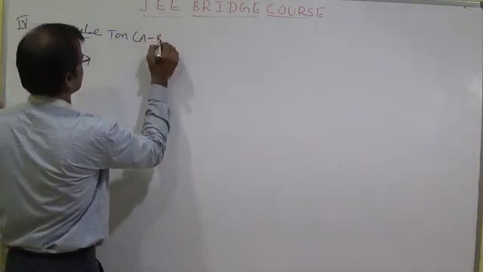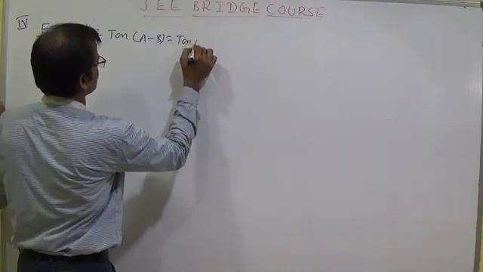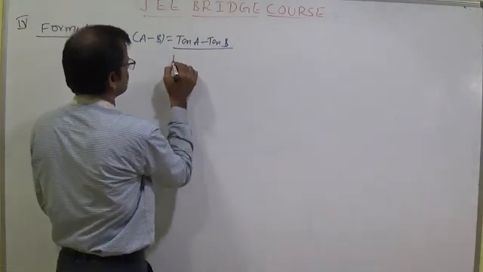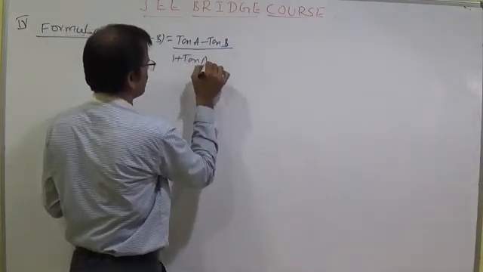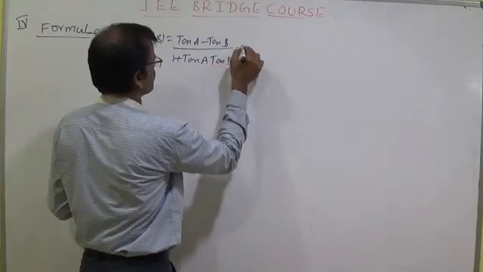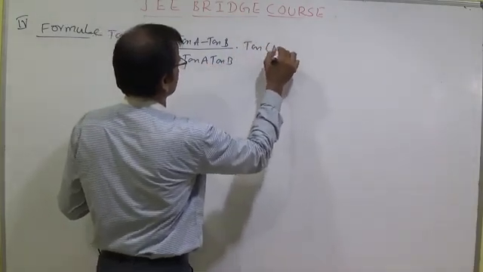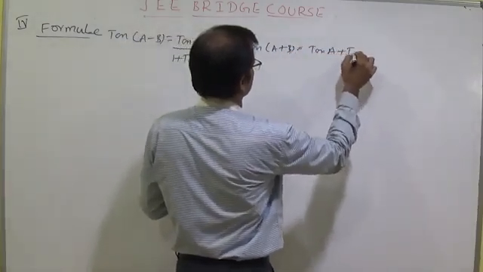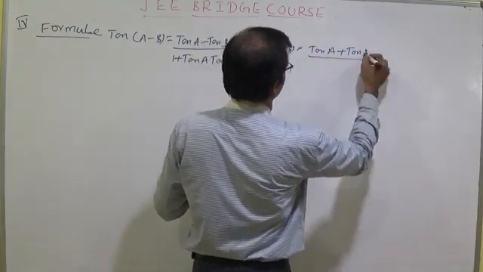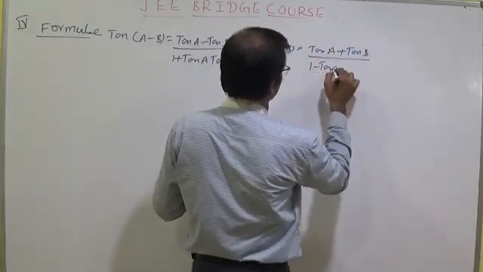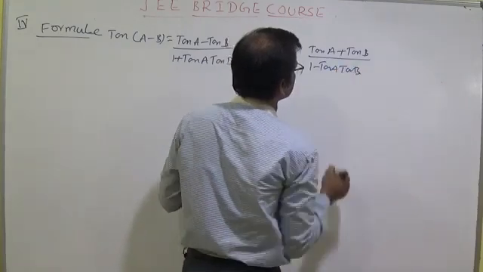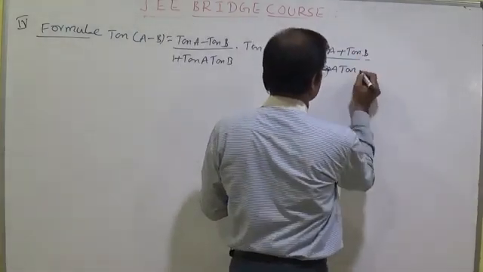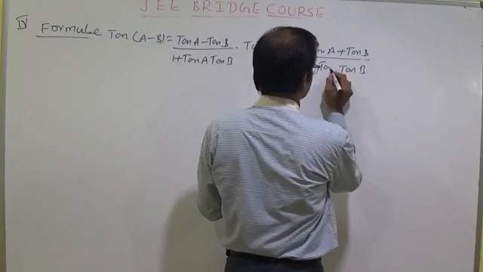Tan of A minus B. Let us remember the formula. Tan of A minus B is equal to tan A minus tan B by 1 plus tan A into tan B. Next formula, tan of A plus B is equal to tan A plus tan B by 1 minus tan A into tan B.